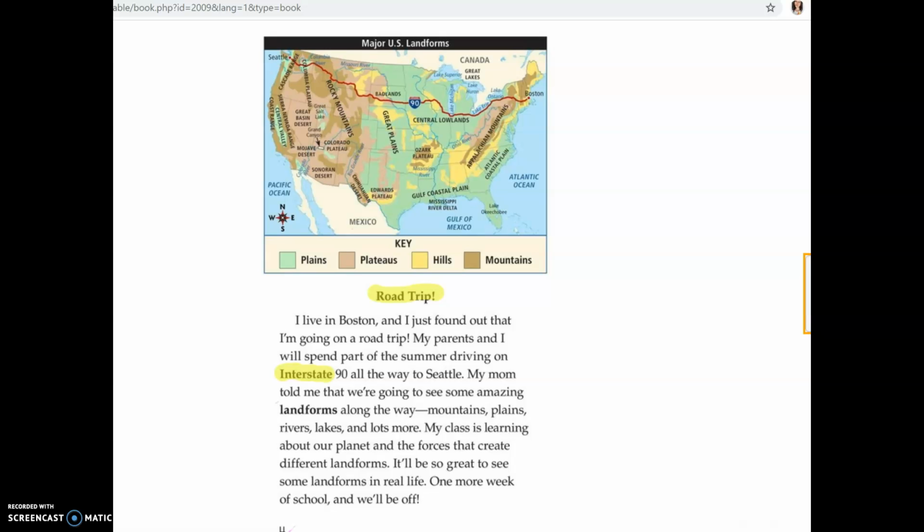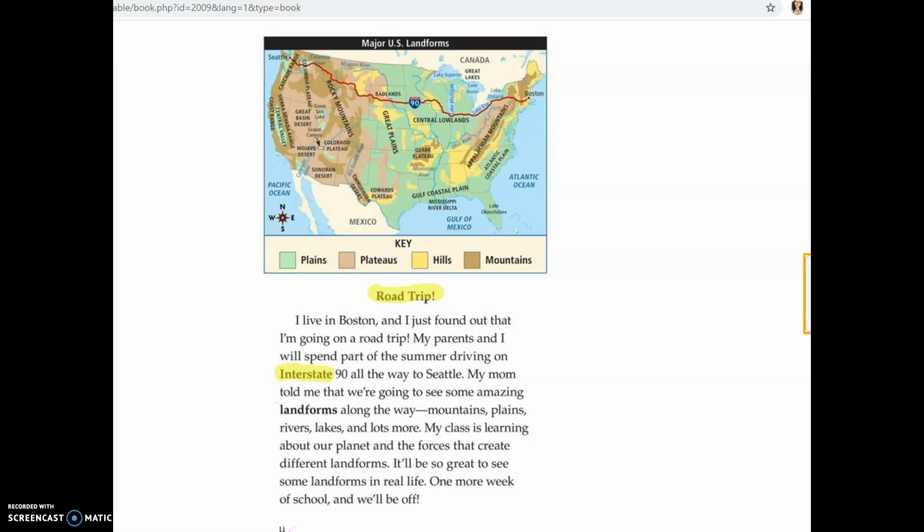Let's look at this first word, interstate. Interstate. Do you know what that word means, interstate? Let's read the sentence and try to see if we can figure out the meaning. My parents and I will spend part of the summer driving on Interstate 90 all the way to Seattle. Well, I know that if his parents are driving, they have to be driving on a road, right? Or a highway. So I know that this word interstate probably means highway, right? That's what you drive on when you're going far places.